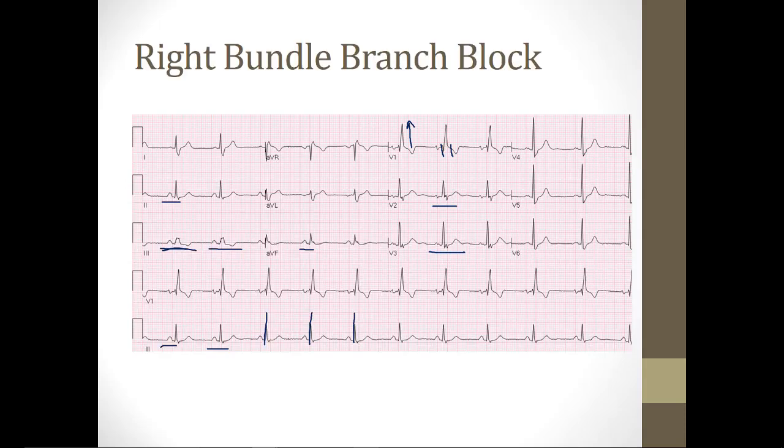Now, for completeness' sake, let's go through the rest of the steps to make sure we're not missing anything. So if we check the PR interval, it starts here and ends about here. It's less than 1 big box in width, so we have a normal PR interval. We can then look at the QT interval, which starts here and ends here.